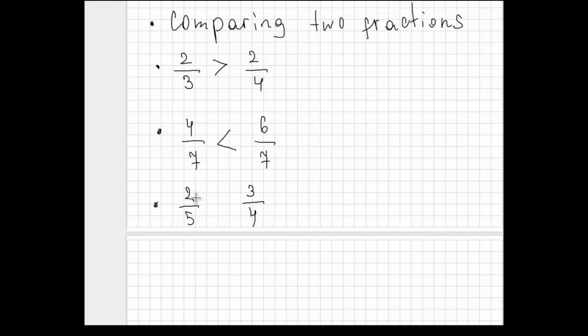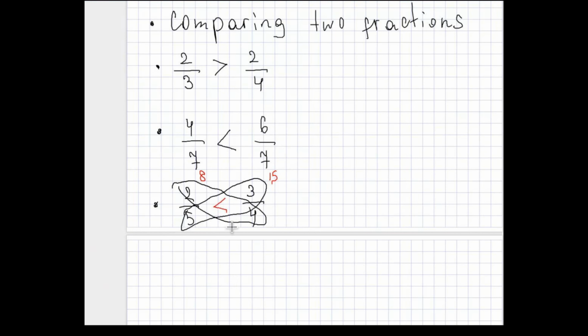So here we will apply the butterfly method. What this means is, you see what I draw, it looks like a butterfly. We get that 2 times 4 is 8, and 5 times 3 is 15. So 15 is more than 8. So it means this fraction, 3 over 4, is more than 2 over 5.